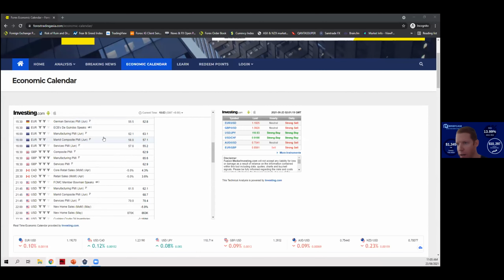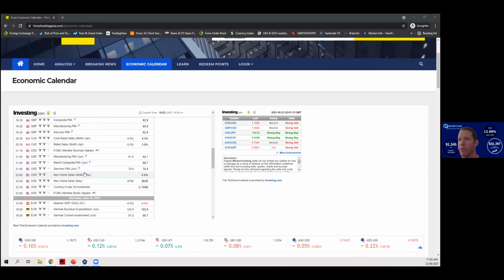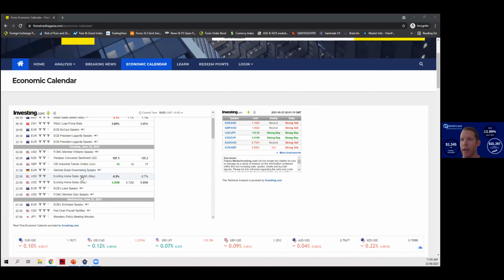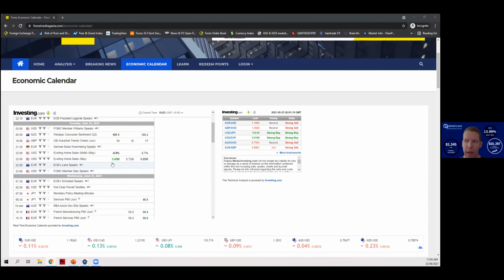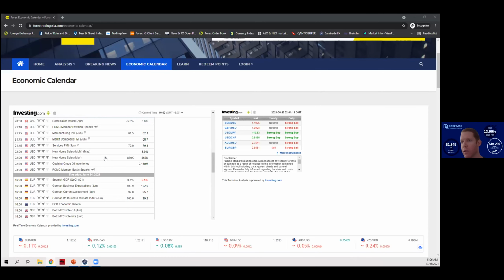And then we've got FOMC member Bowman speaking. We've got a little bit of news out as well. Data-wise, we've got service PMIs as well later tonight at around 2200 GMT plus 8 is when things start getting a little interesting. We've got new home sales as well. We had existing home sales yesterday in the evening, and that was beating expectations by a little bit, but not beating the previous month though. So nothing again that was causing big spikes in the US dollar.